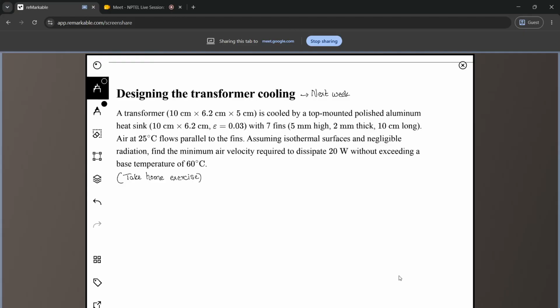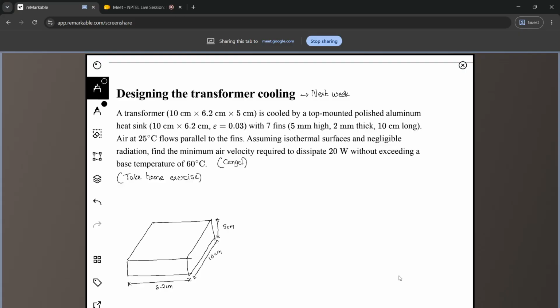So you have a transformer of given size, let's say. This problem is actually taken from the Cengel textbook, so if you have the textbook, you can go through the textbook also. The height is given as 5 centimeter. Let's take this as the length, 10 centimeter, and then let's take this as 6.2 centimeter.